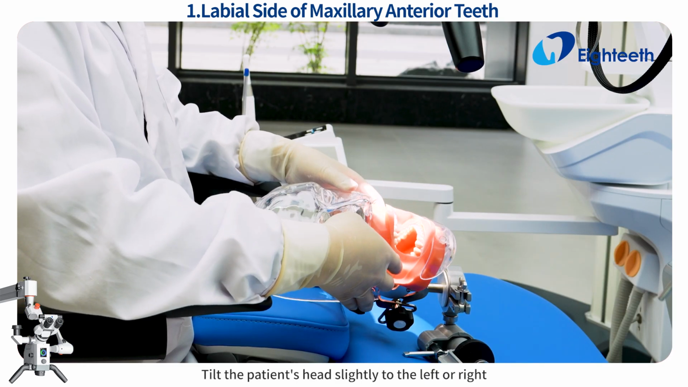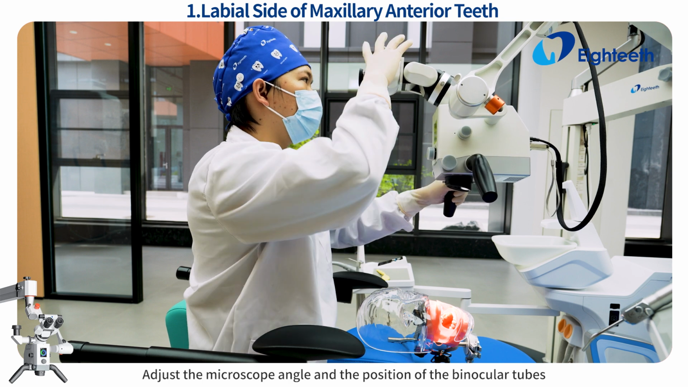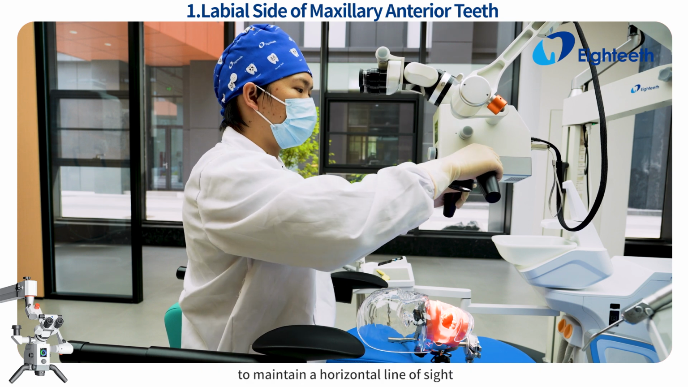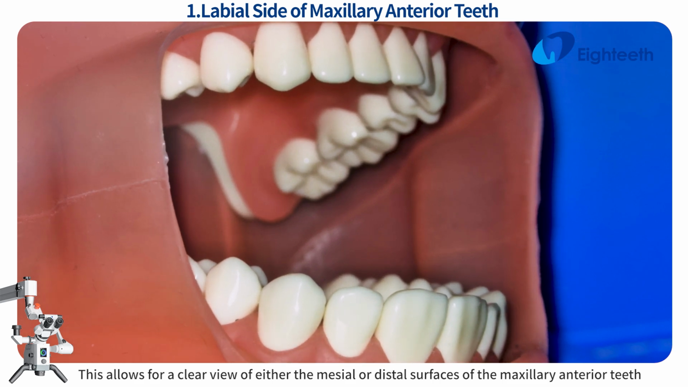Tilt the patient's head slightly to the left or right. Adjust the microscope angle and the position of the binocular tubes to maintain a horizontal line of sight. This allows for a clear view of either the mesial or distal surfaces of the maxillary anterior teeth.